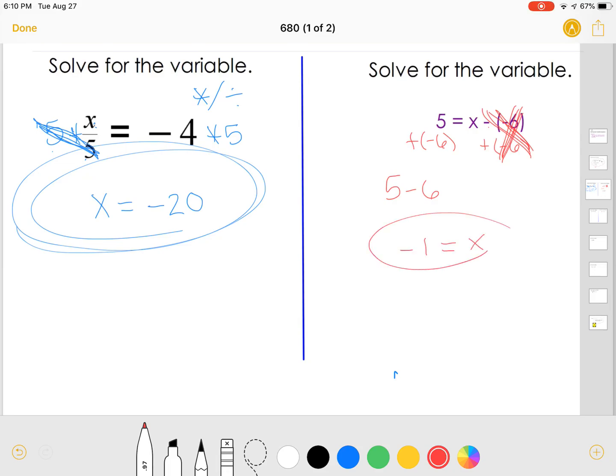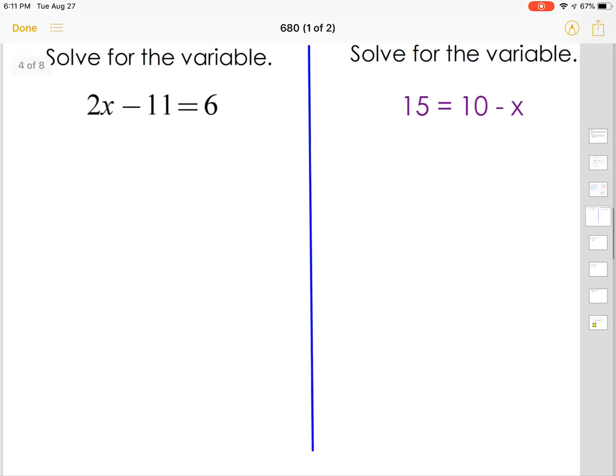So x is -1. Another way you could do it, you could say, well, 5 equals x minus a -6. We could multiply a negative times a negative, and that creates a positive. So we would just end up using the inverse of addition, but we would still end up with -1. So for a lot of these, there are a couple different ways to approach them. Let's look at a couple more.